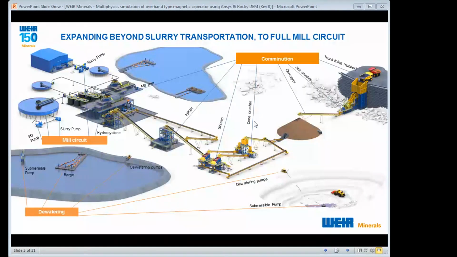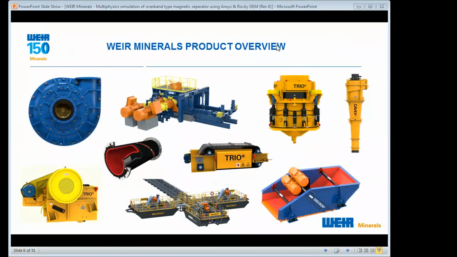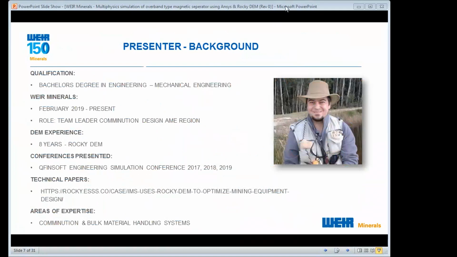The Weir Minerals product line includes all the parts, all the way from comminution down through the mill circuit and dewatering. Here's a brief overview of all of the products that Weir Minerals offers. Another slide showing the product offerings. We do the pumps, crushing equipment, hoses, other comminution equipment, pontoons, screens, cyclones, a vast array of products indeed.